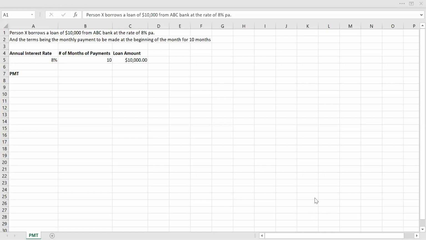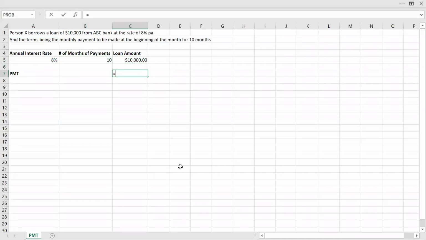And also we have the terms. So the terms being the monthly payment to be made at the beginning of the month for the next 10 months, okay? So I have all the information here. It has the interest rate, the number of payments, and the loan amount. So now let's try to use the payment function here.